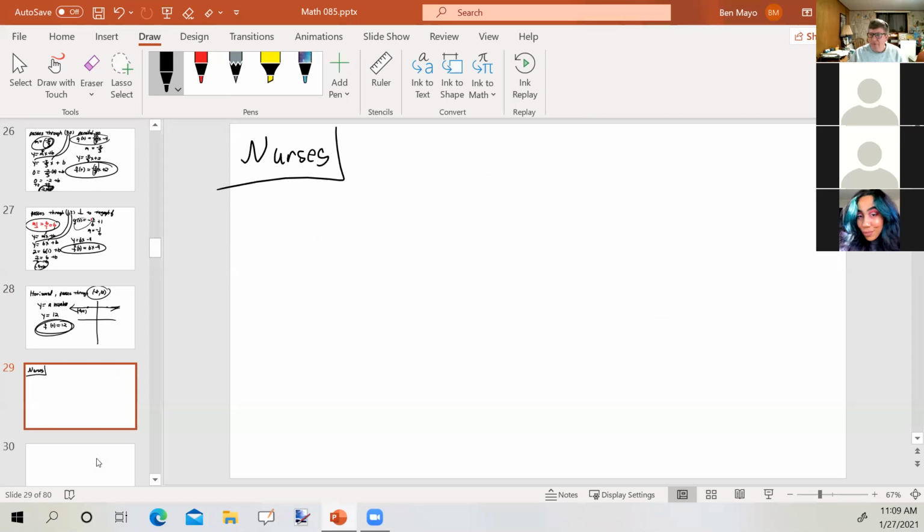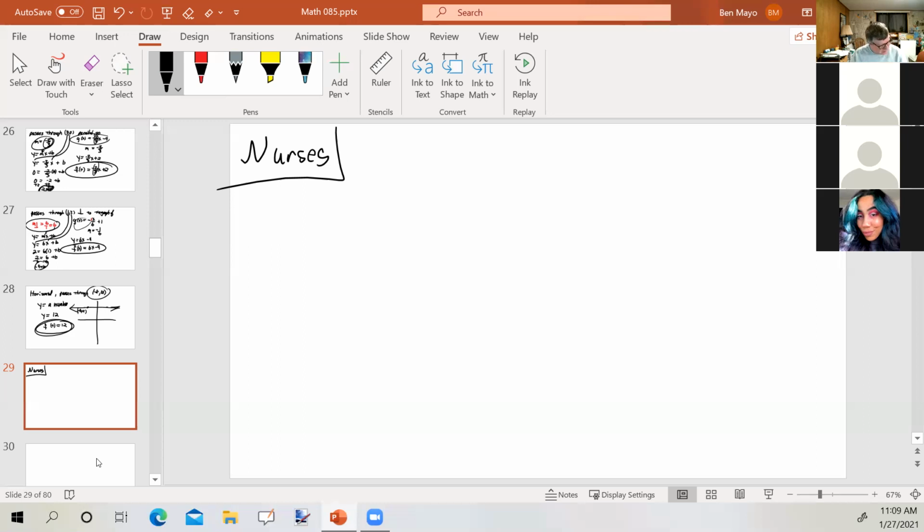So f of x equals mx plus b. In 2005, approximately 2 million, and don't freak out about all these numbers, I'm going to write them down here eventually. In 2005, approximately 2,175,500 nurses were needed. By the year 2015, that number is expected to increase to about 2,586,500. Now, it's already past 2015, so this is an old problem.